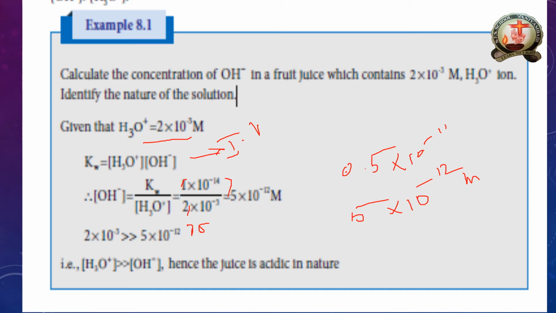Then this is 2.2 into 10 to the power minus 3, which is greater than 5 into 10 to the power minus 12. Hence the solution is acidic in nature, like lemon juice. This is a lemon juice pH calculation. This is useful for calculations in some food industries.